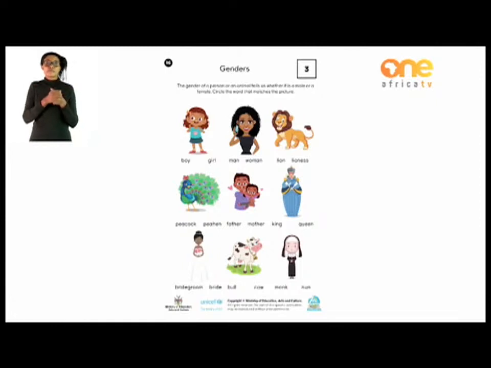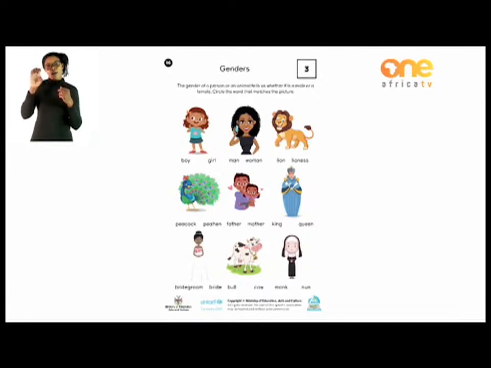Let's look at the first picture. Is it a boy or a girl? A girl. So you have to circle the correct word. The next picture, is it a man or a woman? A woman. You must circle the word woman. Let's look at the next picture. Is it a lion or a lioness? It's a lion. So you have to circle the correct word.